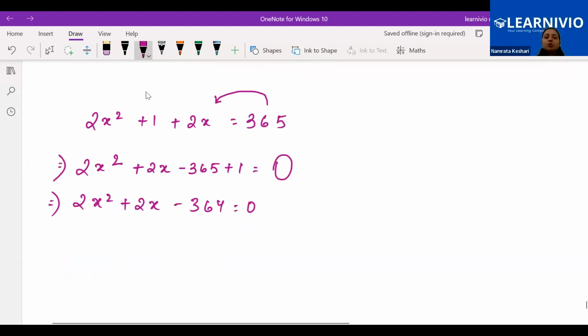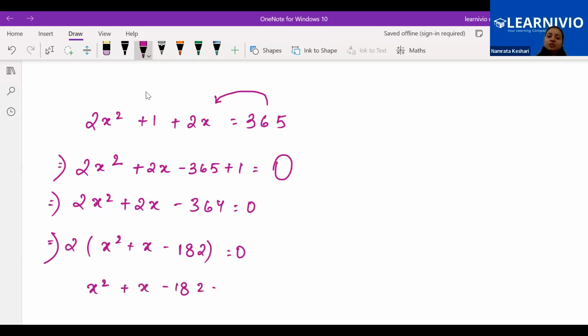Now from here we can take out 2 common. Whenever we have a quadratic equation or any equation, if anything is possible to take out as a common factor, please take it. It will minimize your work. If you start thinking of multiplying a and c, you will get a huge number and you won't be able to think about splitting it. So always try taking the common factor: 2 times x square plus x minus 182 equals 0. We ended up getting x square plus x minus 182 equals 0. Any confusion so far?